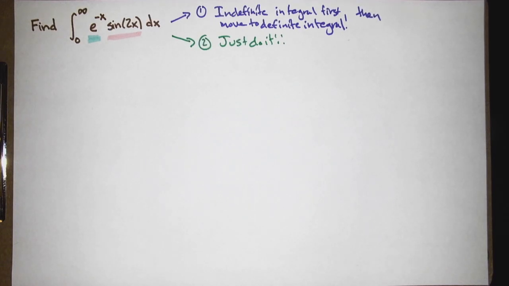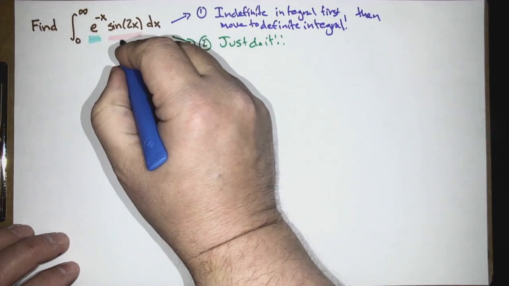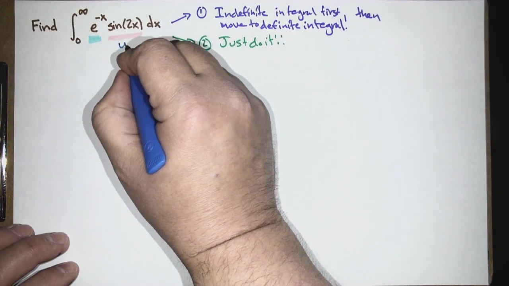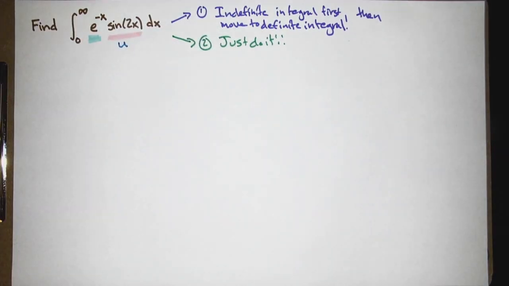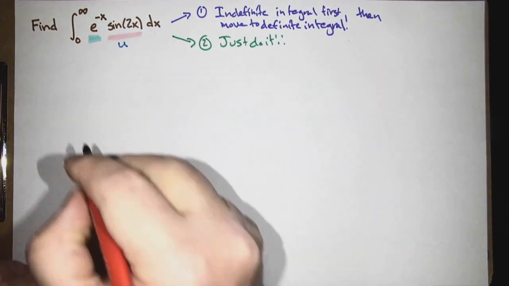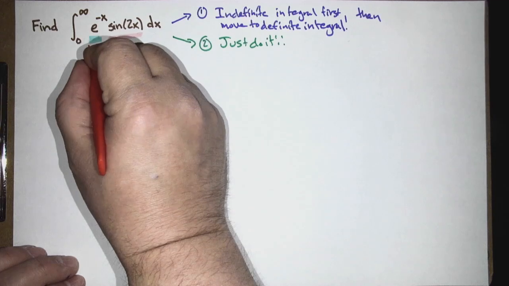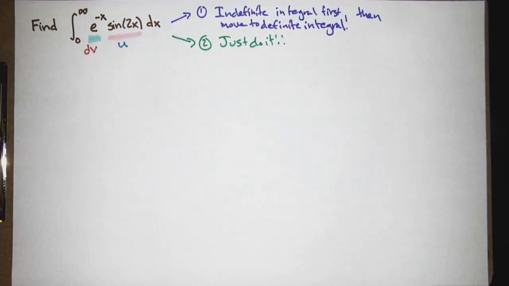Now, people have their own biases. I'll probably say, let's make the trig part the u, the part we differentiate, and we'll make the e to the minus x our dv, the part that we're going to integrate. I think it's a little bit easier to integrate the exponential function than to integrate the trig functions. Trig functions can get a little bit weird because you have to keep track of plus minuses.